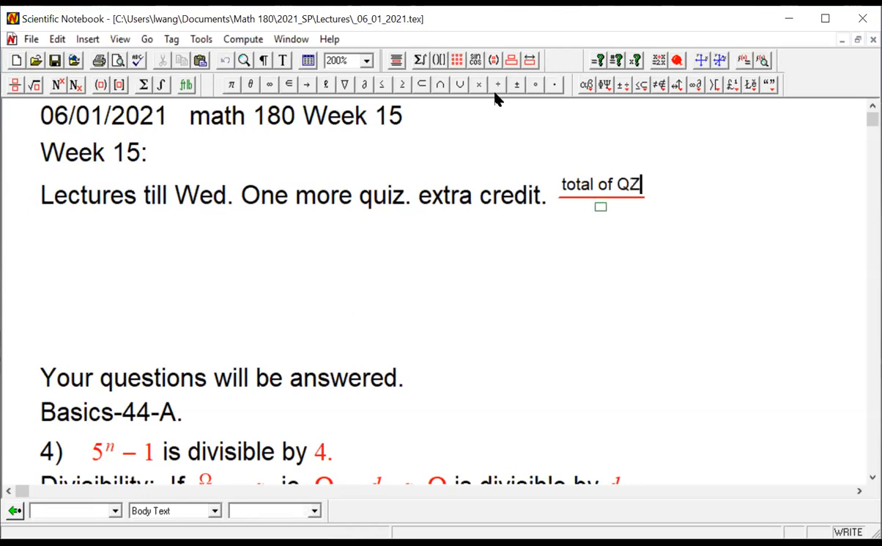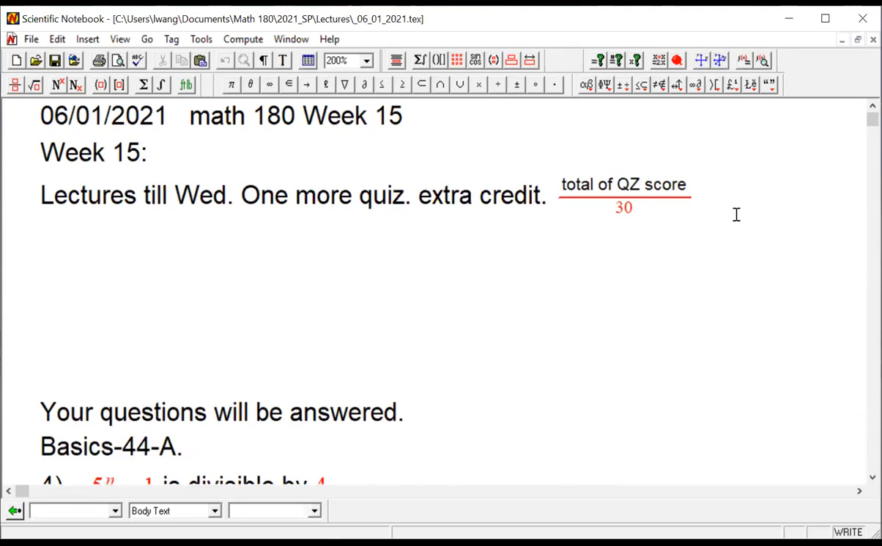Quiz scores, okay? The total quiz scores. If I calculate the average of 31 quizzes, I'd divide by 31. But this number 31 is counted as extra credit, so I'm going to divide by 30. Does that make sense? Okay.